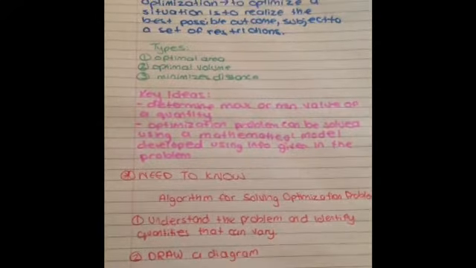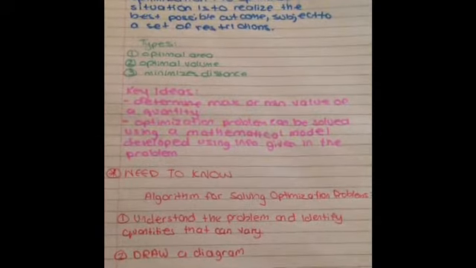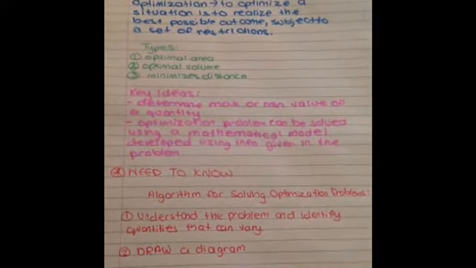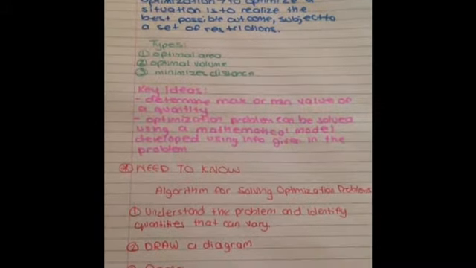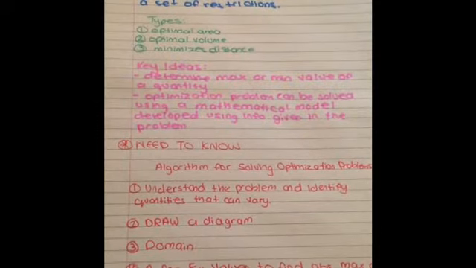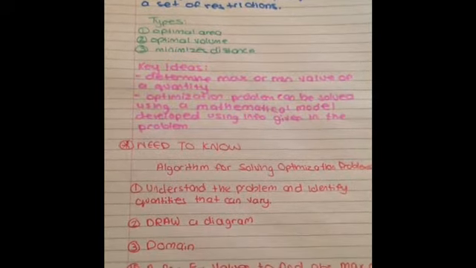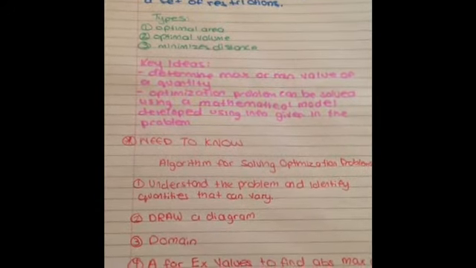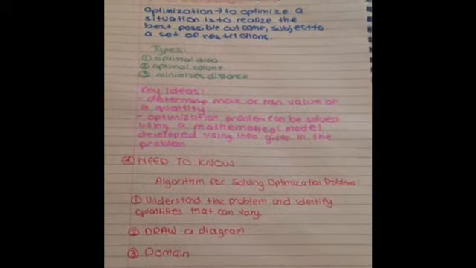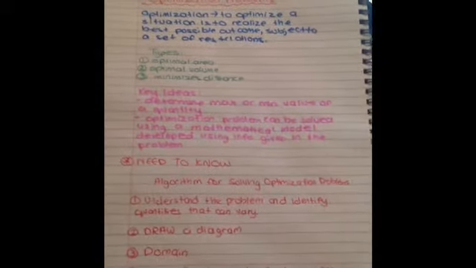3. Determine the domain of the function to be optimized using the information given in the problem. 4. Use the algorithm for extreme values, I short formed it for A for x values, to find the absolute minimum or maximum value in the domain. 5. Use your result found in step 4 to answer the original problem. Obviously, I will be writing in pencil for my problems. This is just so you guys can see, and I'll catch you guys in a second.